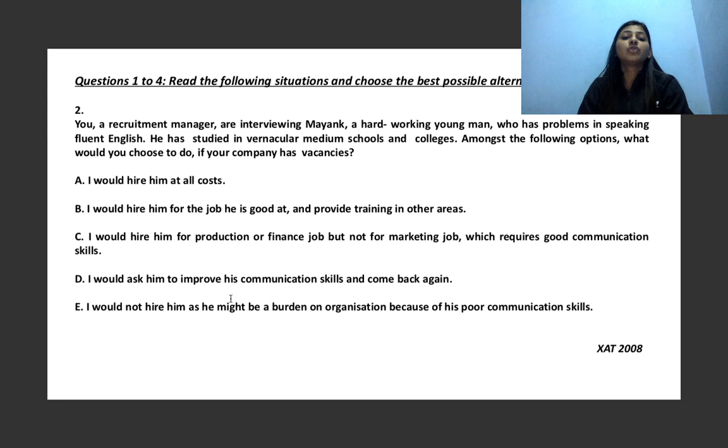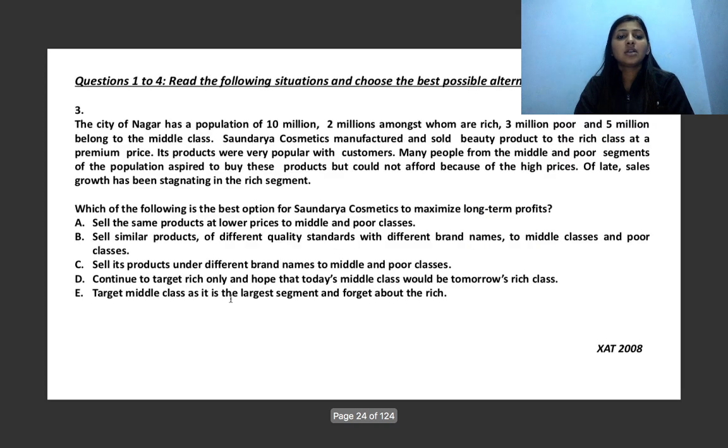So we'll not go for option C because there they tell that I would hire him for production or finance job, but I don't know if he is good at production or finance job. Therefore, that makes option B better because there it tells that I'll hire him for the job he is good at, whatever it is. So the answer is B, correct. Next question.